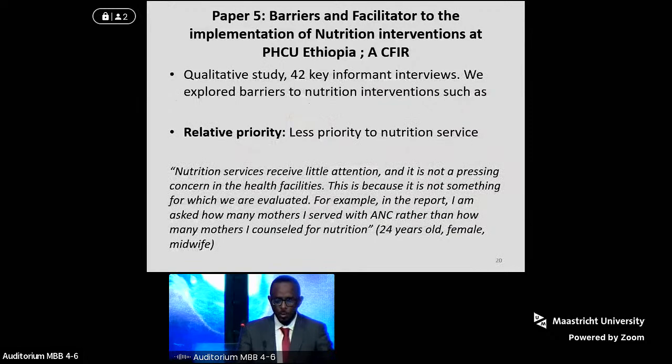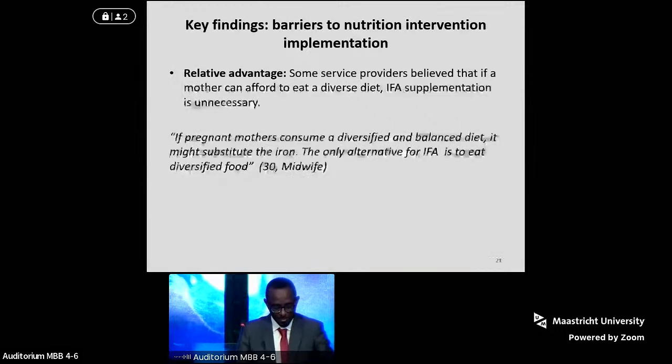In our paper five, we want to see what are the barriers and facilitators to the implementation of nutrition intervention at primary health care unit of Ethiopia using a consolidated framework for implementation. We did key informant interviews with 42 stakeholders and we explored barriers to nutrition intervention such as relative priority, less priority to nutrition services at primary health care unit. One of our respondents, a 24-year-old female midwife, said nutrition service receives little attention. It's not a pressing concern in the health facilities. This is because it's not something for which we are evaluated. For example, in the report, I'm asked how many mothers I served with NDC rather than how many mothers I counseled for nutrition.